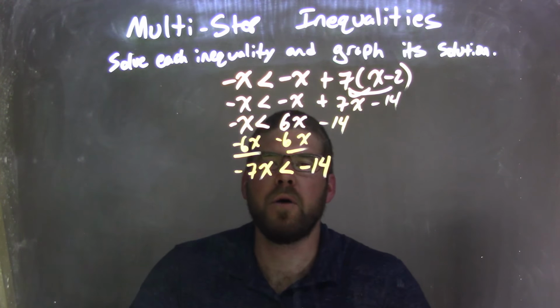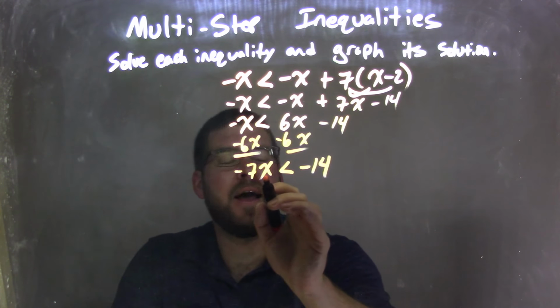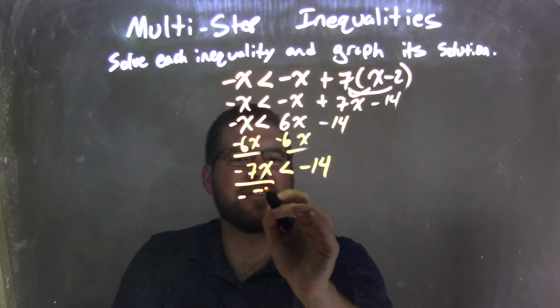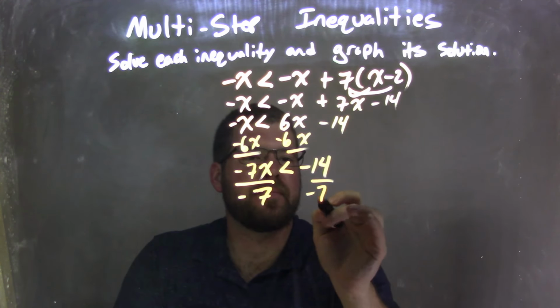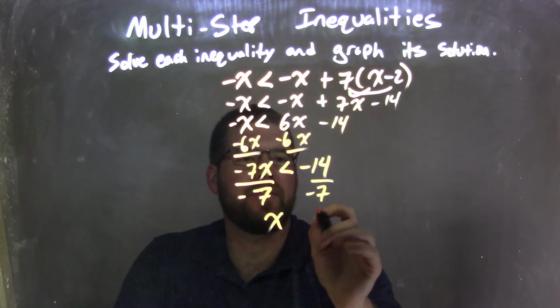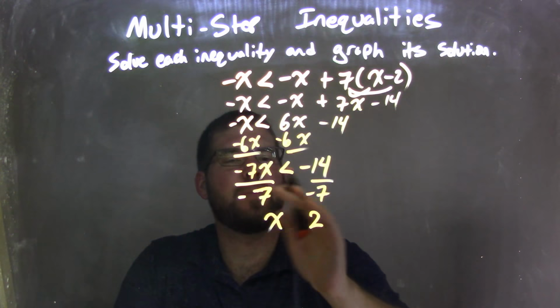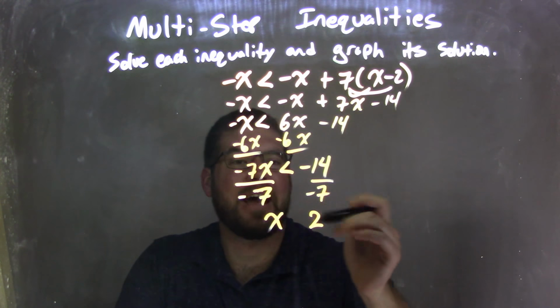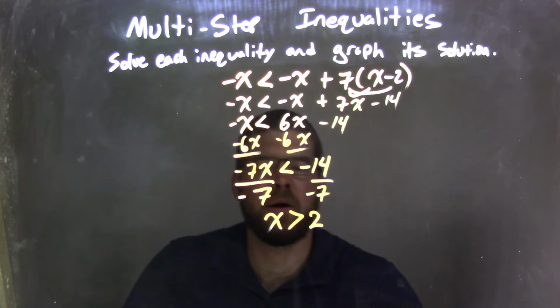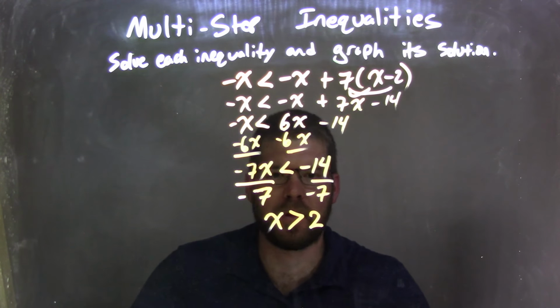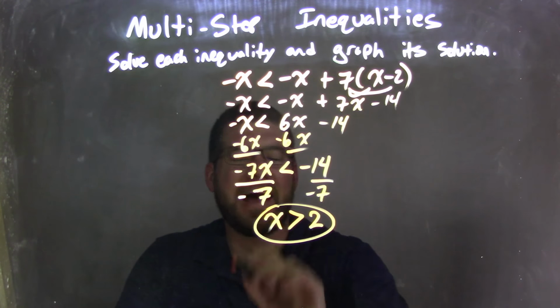Okay? Well, now what I want to do is get x by itself. So I'm going to divide by negative 7 on both sides. And that gives me x by itself. And negative 14 divided by negative 7 is a positive 2. But I need to flip the inequality because now I'm dividing by a negative over that inequality. So now we have x is greater than 2. Okay? And x is isolated, which is fantastic, right?